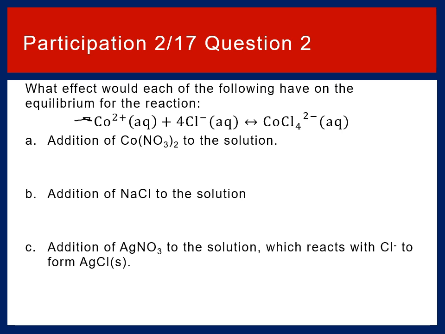This is the second question on participation 217, due Tuesday, February 17th at 11:59 p.m. over on Blackboard. The link to the assignment is right below the document where the links to these videos are posted. Again, what effect would each of the following have on the equilibrium for the following reaction? The reaction is cobalt-2 and chloride reacting to make this cobalt chloride complex ion. The things are addition of cobalt-2 nitrate to the solution, addition of sodium chloride to the solution, and addition of silver nitrate to the solution, which reacts with chloride to form silver chloride.